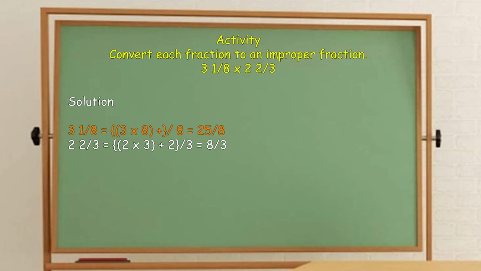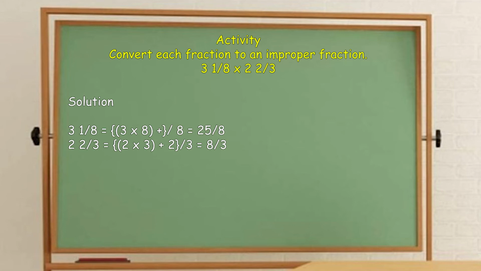To convert 3 and 1/8 into an improper fraction, we follow the same concepts. We multiply the whole number by the denominator and add the numerator. In this case, we multiply 3 by 8, which will give us 24, and we add 1, which would give us 25. So 3 and 1/8 converted into an improper fraction becomes 25/8.